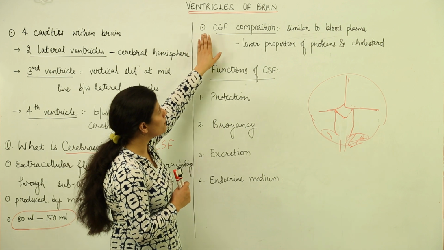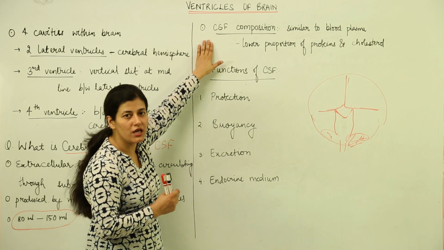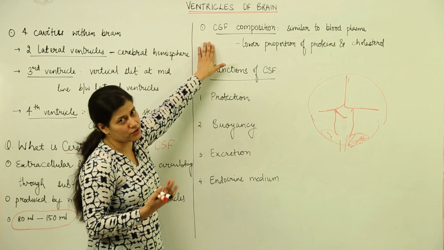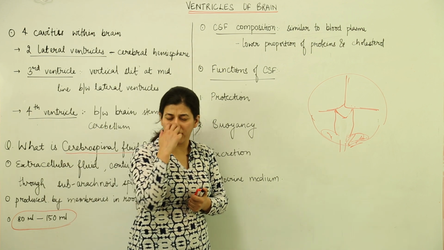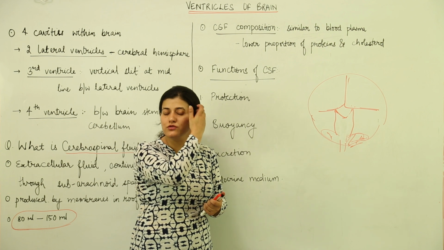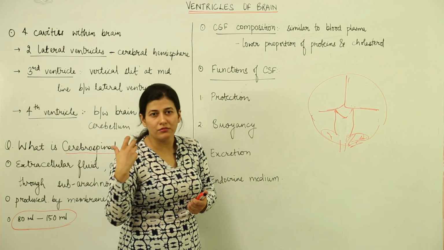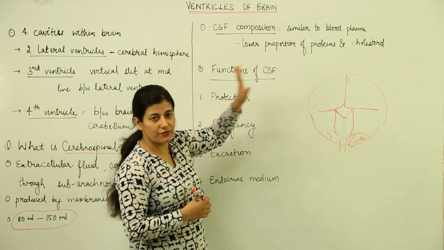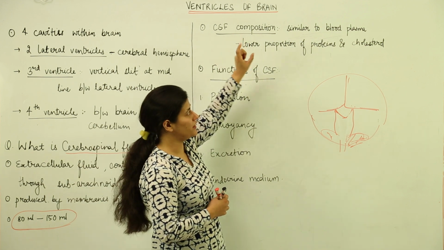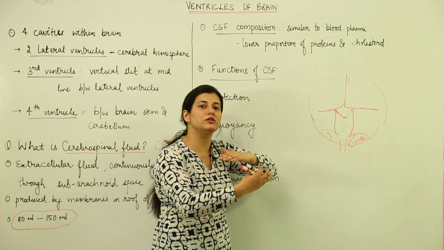So, coming to the composition of cerebrospinal fluid, it is quite similar to that of plasma. So, you know what plasma is all about. Blood plasma is more of water and few dissolved proteins and some amount of dissolved gases which could be present. The composition of cerebrospinal fluid would be quite similar to blood plasma.